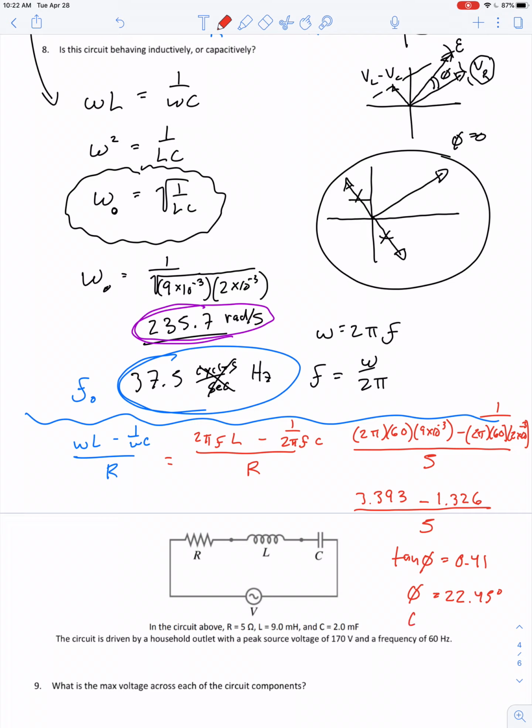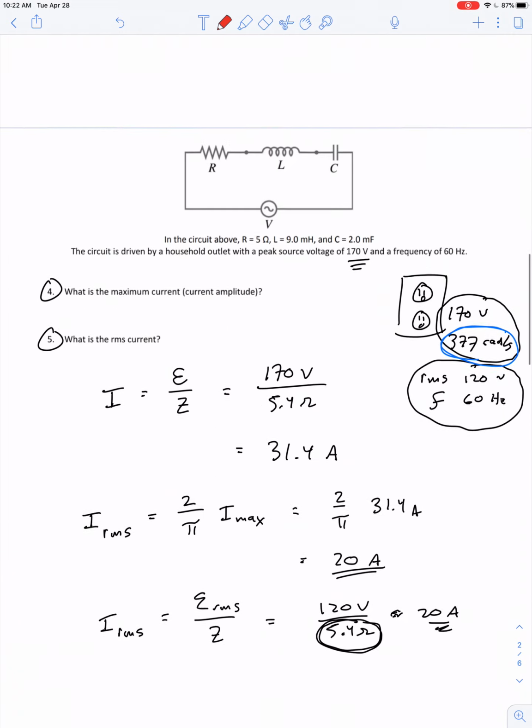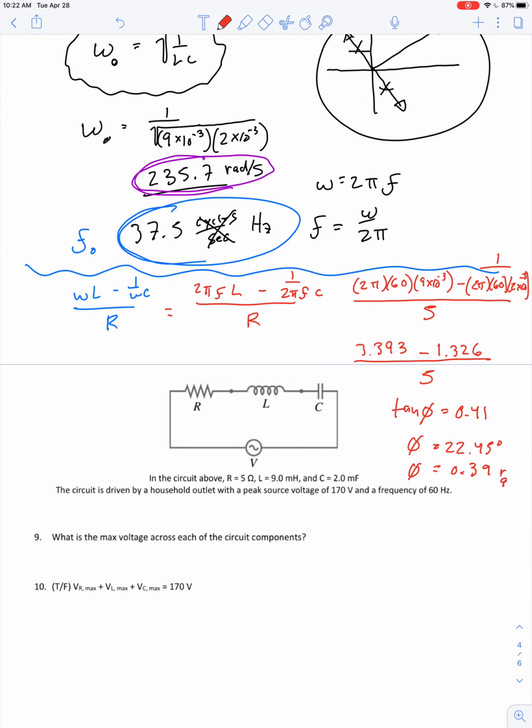So it's just as well to say the phase angle is equal to 0.39 radians. Either one is acceptable.